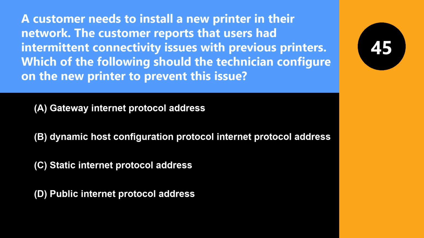The customer reports that users had intermittent connectivity issues with previous printers. Which of the following should the technician configure on the new printer to prevent this issue? Option A, Gateway Internet Protocol address. Option B, Dynamic Host Configuration Protocol Internet Protocol address. Option C, Static Internet Protocol address. Option D, Public Internet Protocol address.